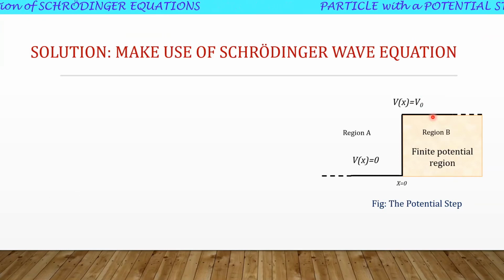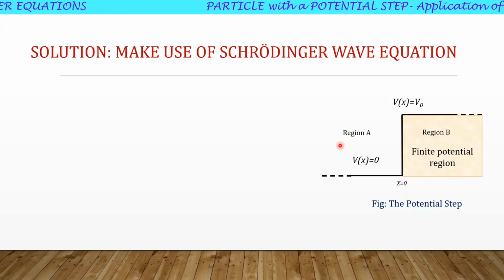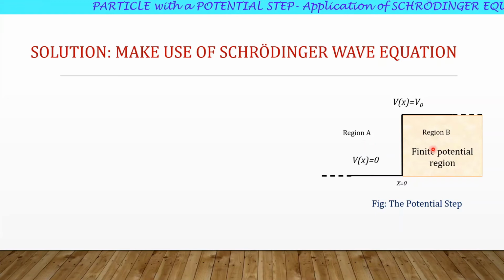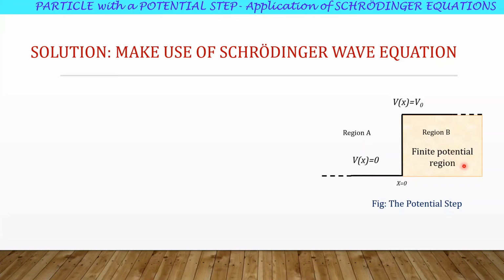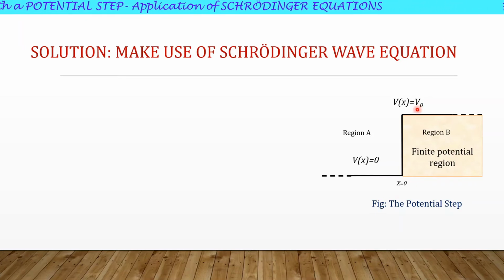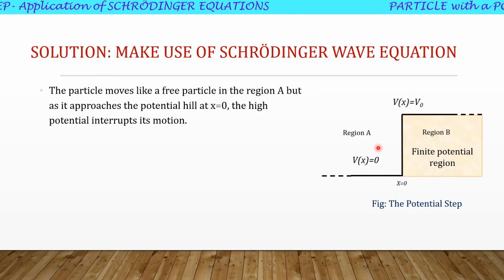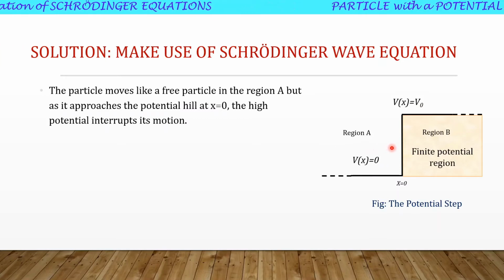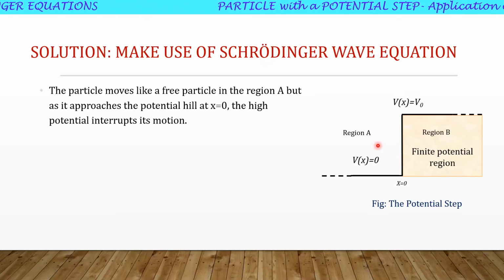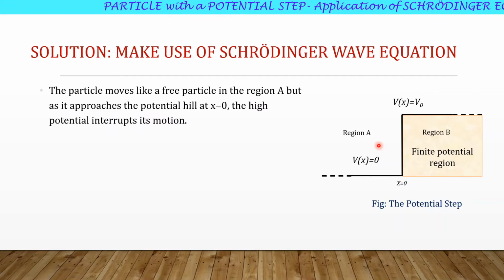For the solution of this problem, we will make use of the Schrodinger wave equation. This we have written as region A and this is region B. Region B is a finite potential region where the potential is finite, equal to V naught. Now the particle is moving one-dimensionally in the positive x direction. Starting from region A, let us say the particle is moving towards region B. In region A, the particle is totally free.